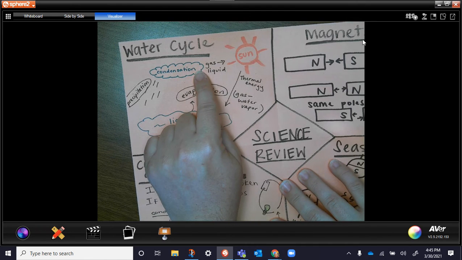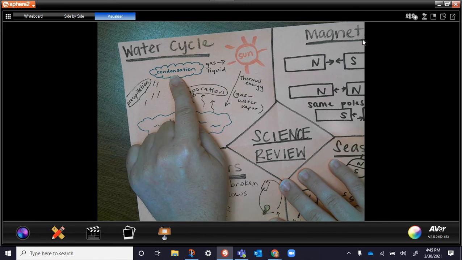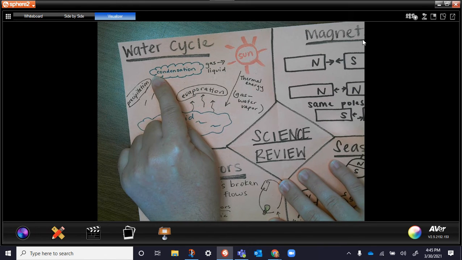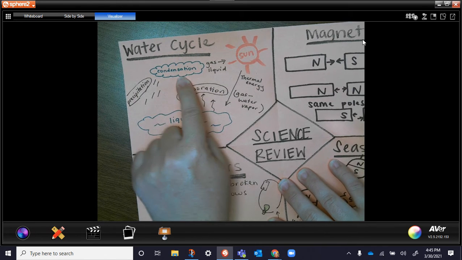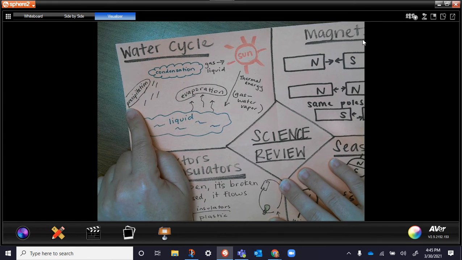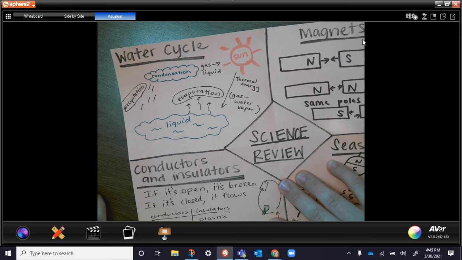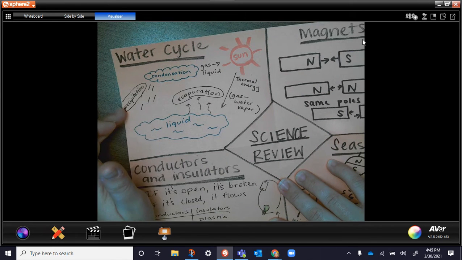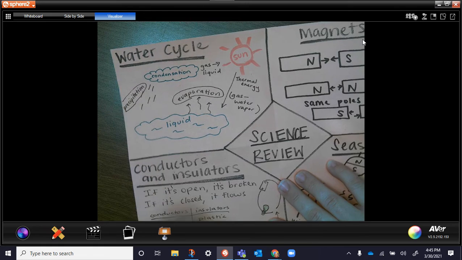It rises up into the air due to density, and the gas changes to a liquid. That process is called condensation. This is where our clouds are. So think condensation starts with the C, cloud starts with the C. Then it falls as a form of either rain, snow, sleet, or hail, depending on the temperature, and that process is called precipitation.